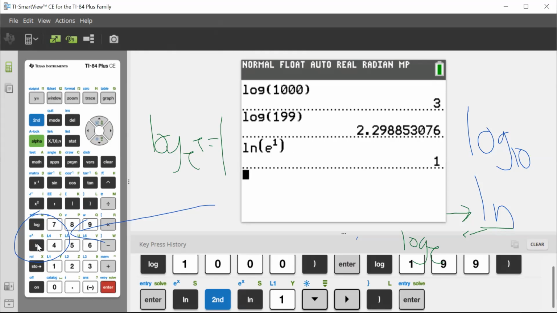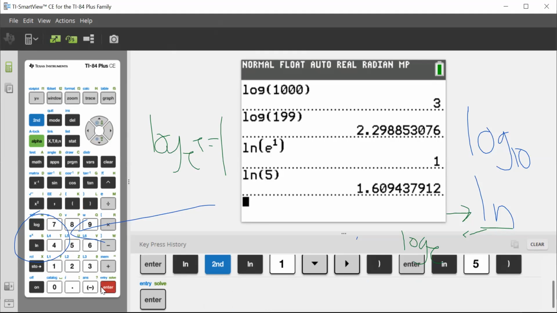Similarly, if I did say something like ln of 5, well, I don't know what power e has to be raised to give me 5. The calculator can figure it out for me. Okay? All right, that's it for now.